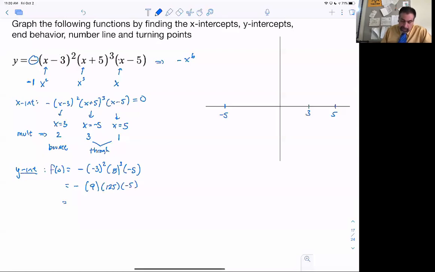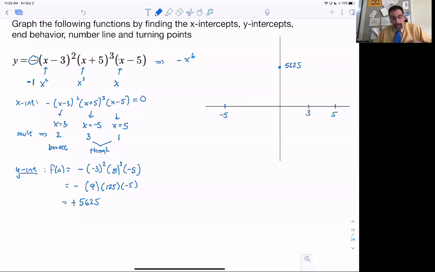That means 2 negatives, so our result is going to be positive. And when we multiply these values together, what we're going to get is a value of 5,625. That's what's going to go on the y-axis.